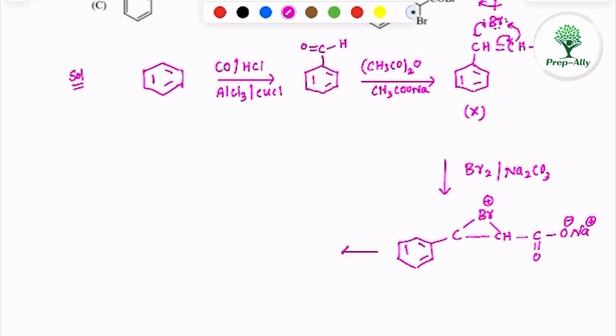And then this is a 3-membered ring. You know the bromine will be pulling this and the bond will move like this. This O minus is giving electrons to this carbon, immediately this will shift, the negative charge will shift here and it will attack here, and the bond will shift. So finally you will be getting the compound like this.